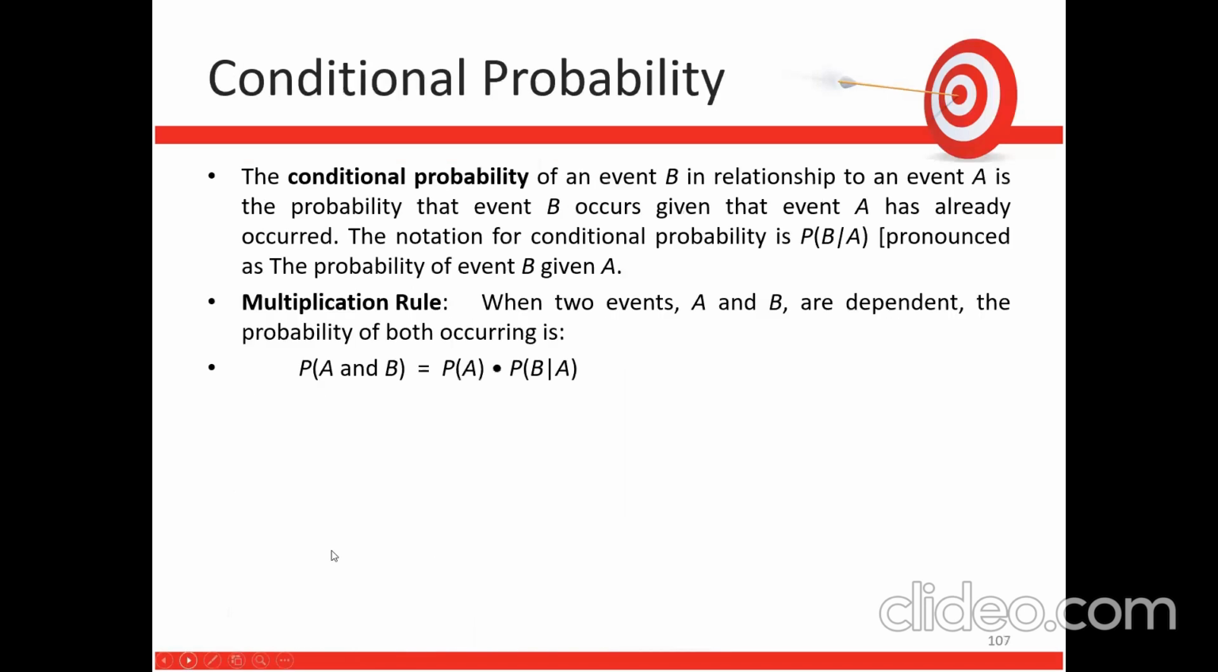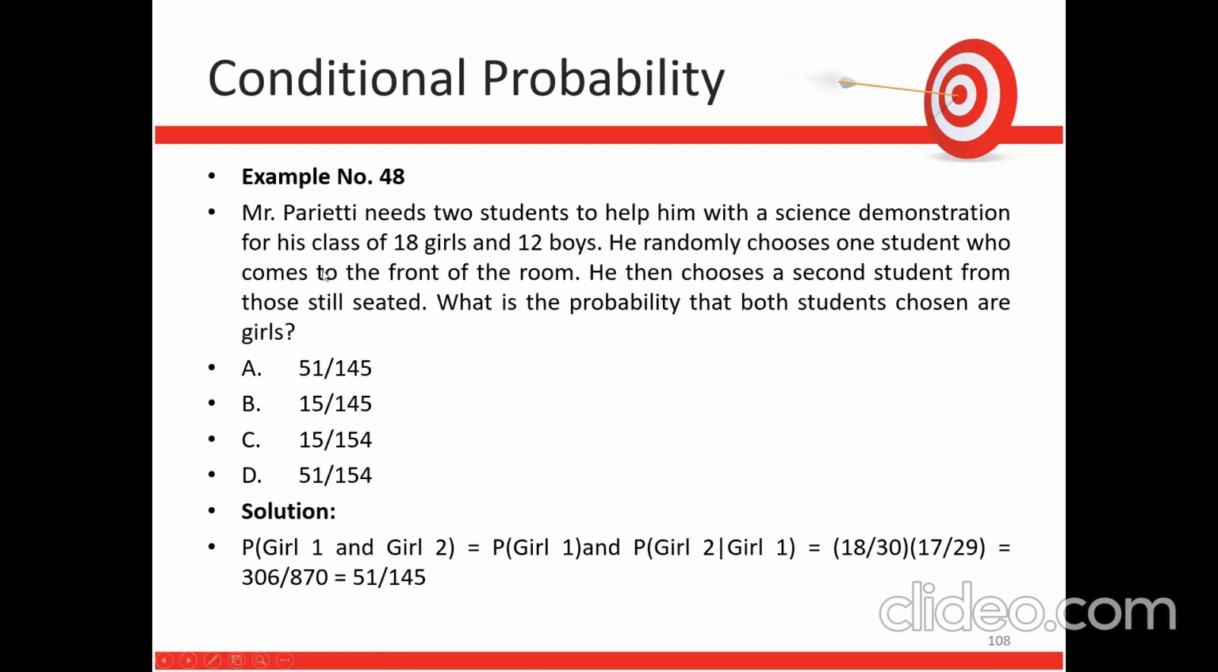Conditional probability. The conditional probability of an event B in relation to an event A is the probability that event B occurs given that event A has already occurred. The notation for conditional probability is P(B|A), pronounced as the probability of event B given A. Multiplication rule: when two events A and B are dependent, the probability of both occurring is P(A and B) is equal to P(A) times the probability of B given A.